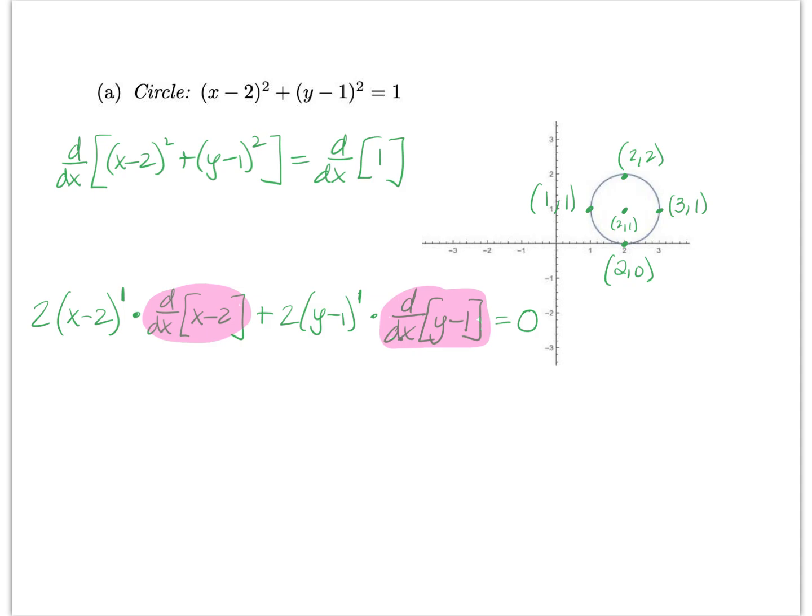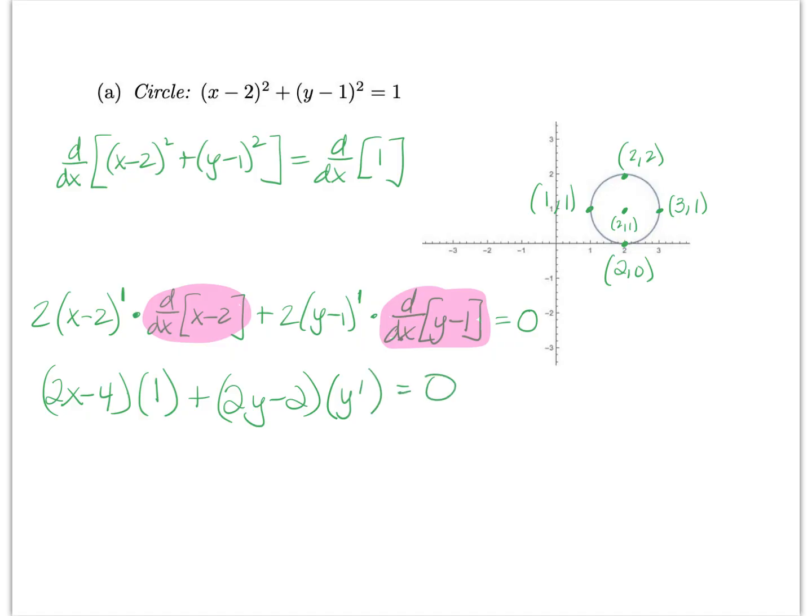All right, so 2(x − 2), so this is 2x − 4, times the derivative of x − 2. Well, the derivative of x is 1, and the derivative of negative 2 is 0. So that's just a 1. And then I have 2(y − 1), which is 2y − 2. And then I have to multiply that by the derivative of y − 1. Now, d/dx of y is not 1. It's y prime. It's dy/dx. So the derivative of y is dy/dx, y prime. And then d/dx of negative 1 is 0.